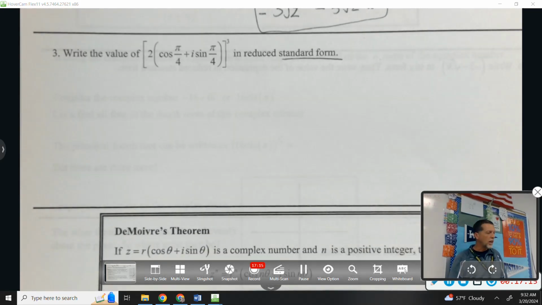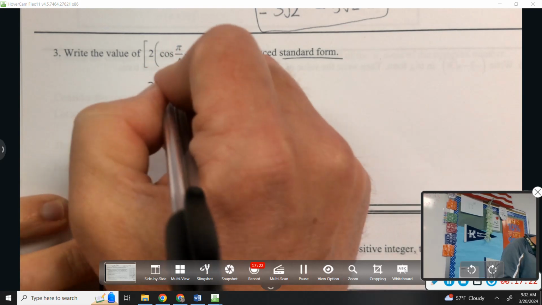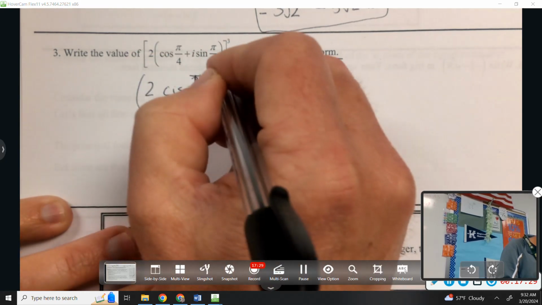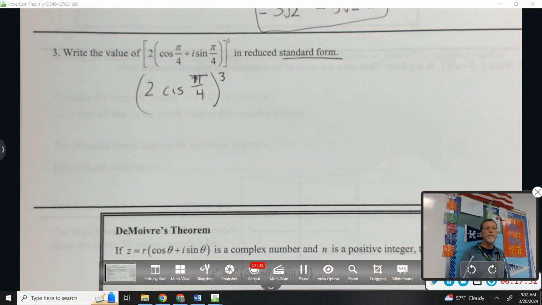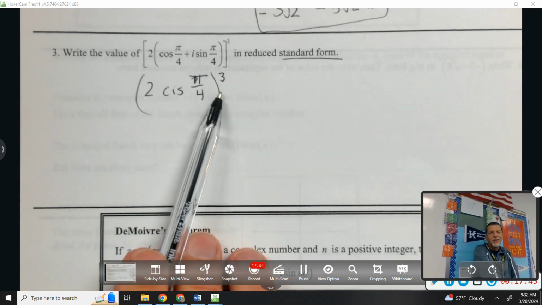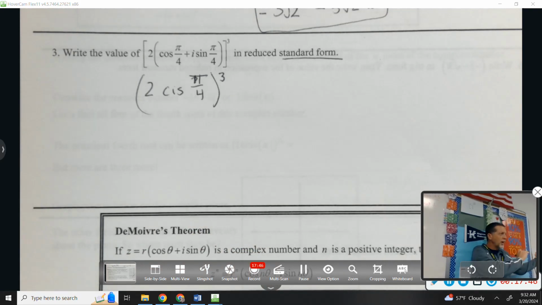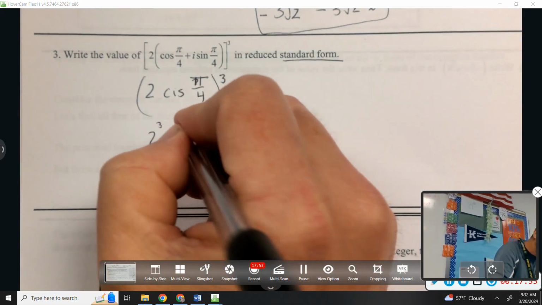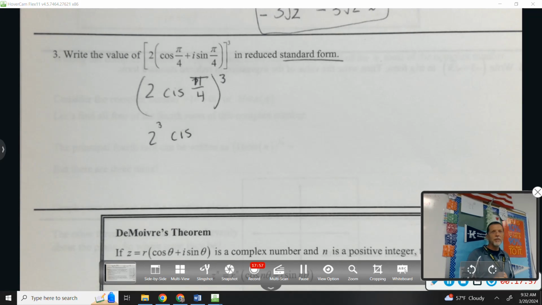Okay, number 3, we got a power in there. So let's rewrite it in the cis format. 2 cis pi over 4, cubed. Okay, we didn't explicitly say how to do this, but what do you think we do with the 2? Think about what cube means, and this is not a hard problem. Cube means multiply it 3 times. So what should we do with the 2? Cube it. Now what should we do with the pi over 4? Add it 3 times. What's another way to say add it 3 times? Multiply by 3.